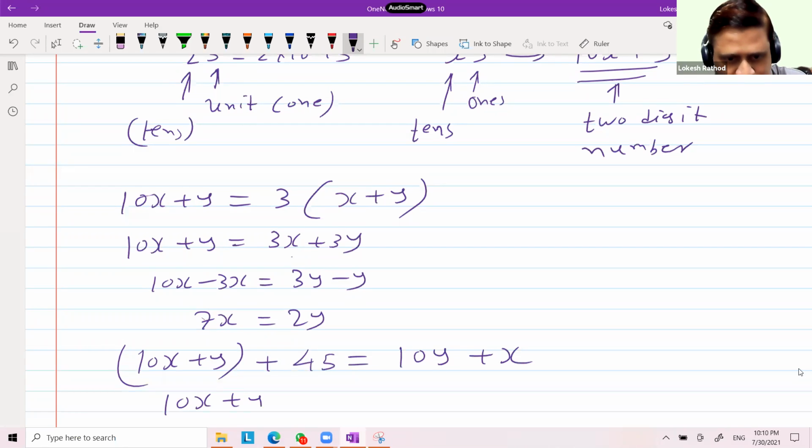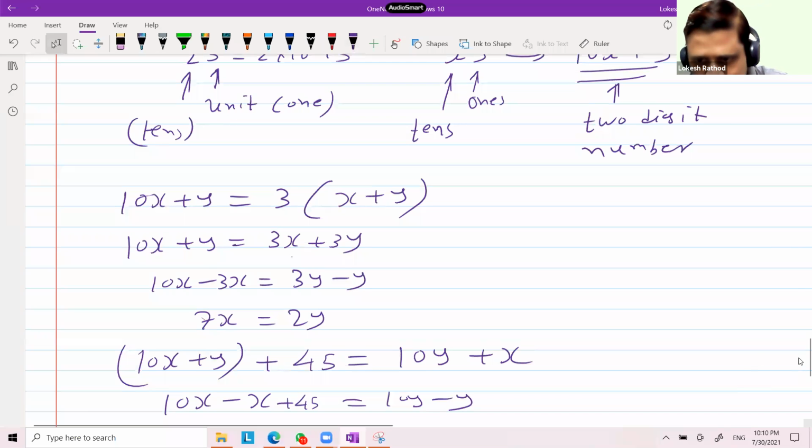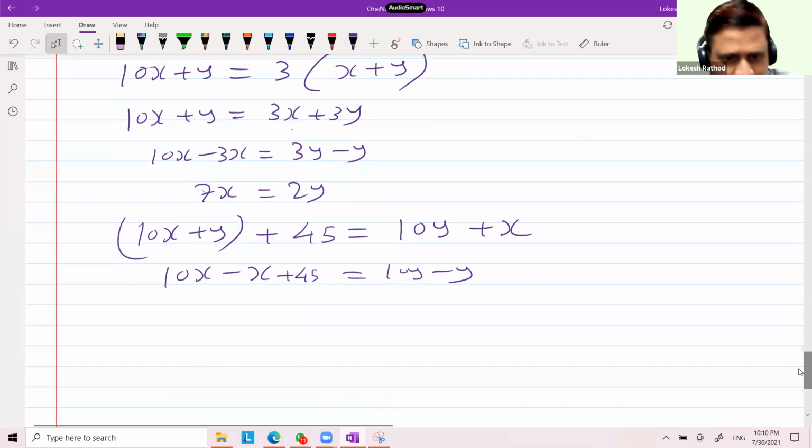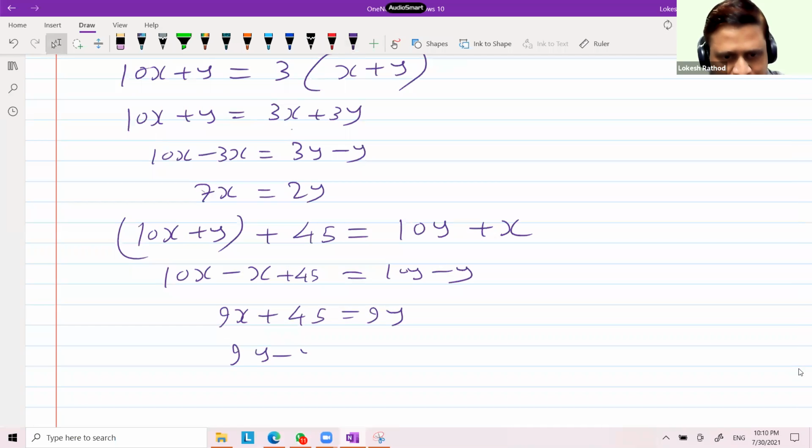Say 10x plus y plus 45 equals 10y plus x. x on one side, y on another side. So 10x minus x is equal to 10y minus y, correct? And 45 is here. So let's keep 45 here only. So what do I get? 9x plus 45 equals 9y, or 9y minus 9x equals 45, correct? I can take 9 common.